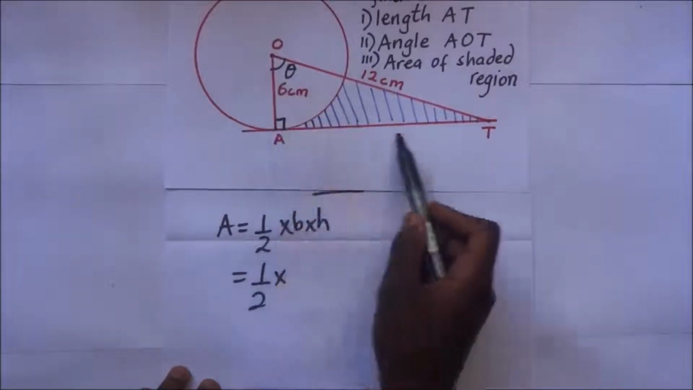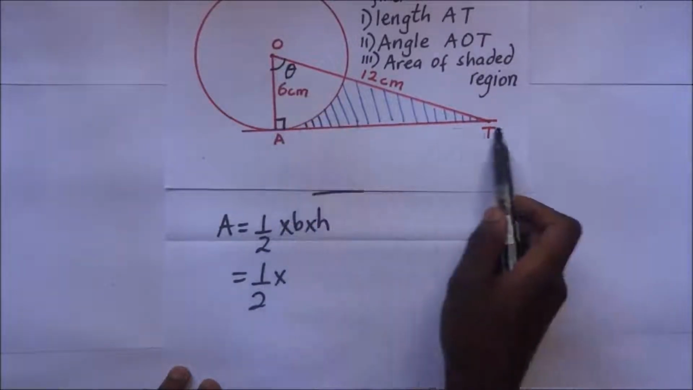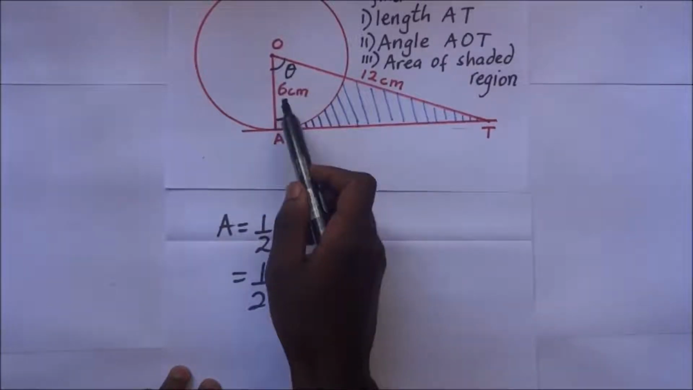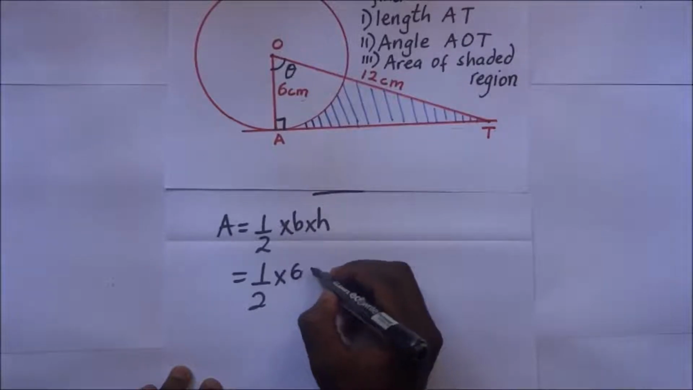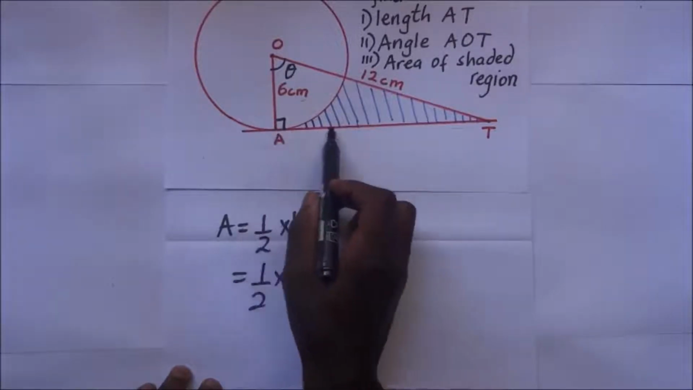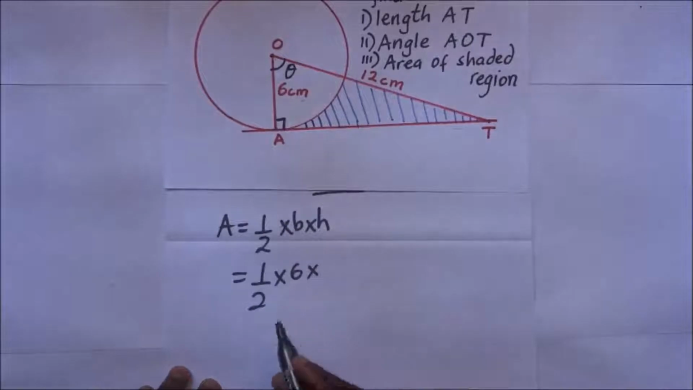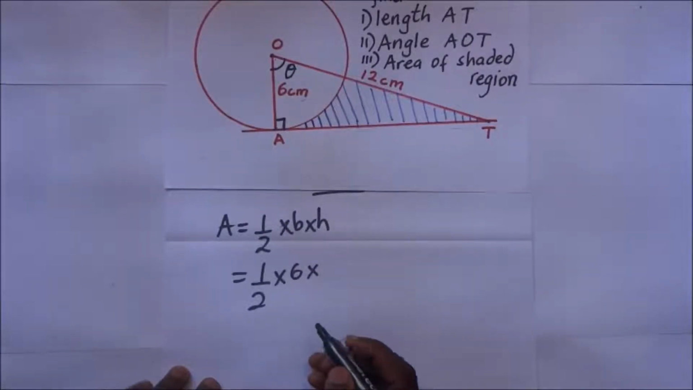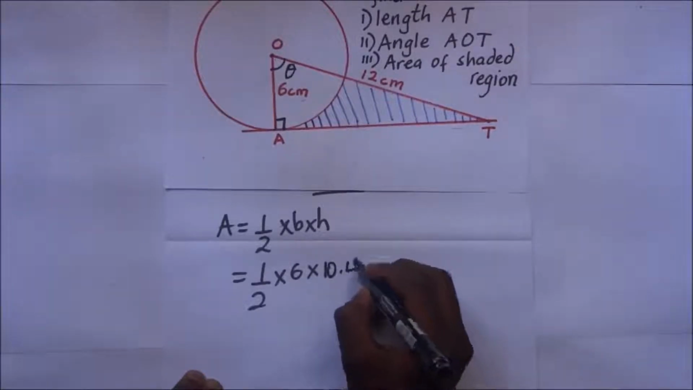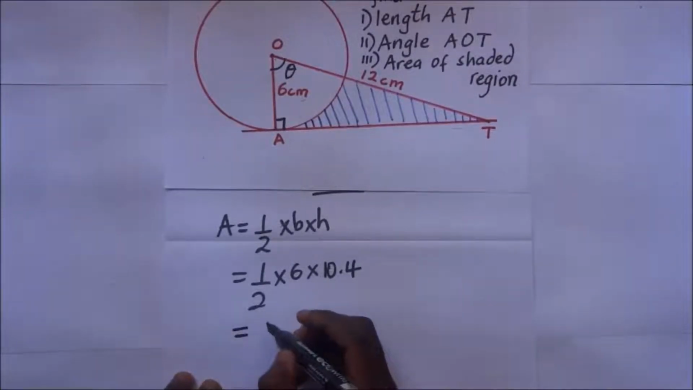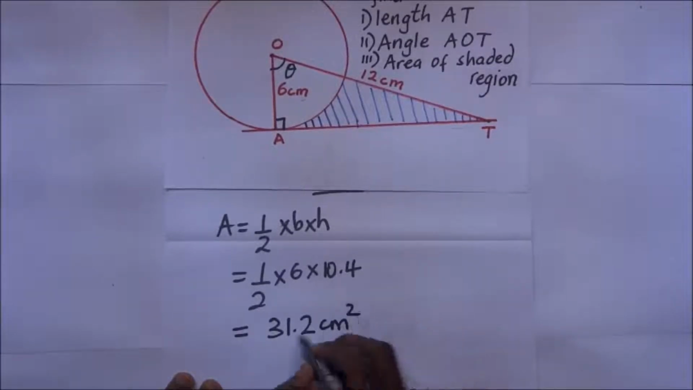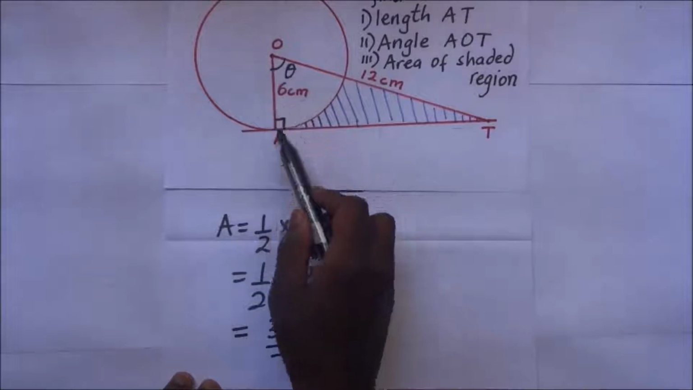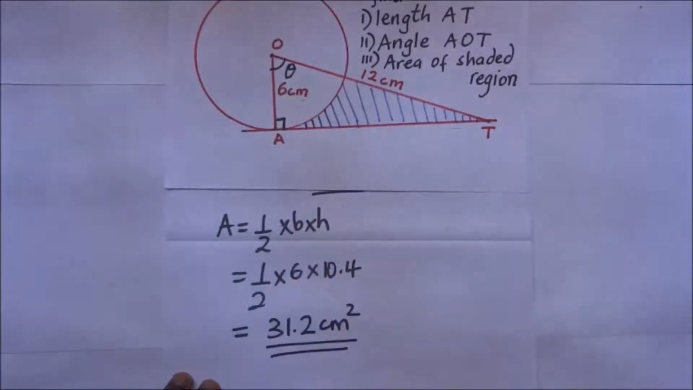Now this is the triangle. The base can be one of these two, as long as these two lines are meeting at 90 degrees. So let's take our base to be 6 centimeters. So it's going to be a half times base, which is 6 centimeters, times the height. This will be our perpendicular height, which we already got as 10.4 centimeters. So our answer there will be 31.2 centimeters squared. So this is the area of the whole triangle.